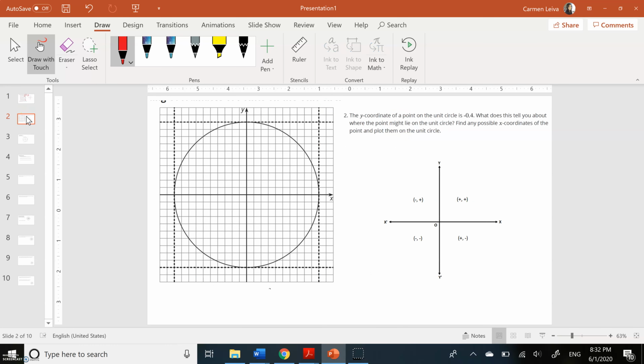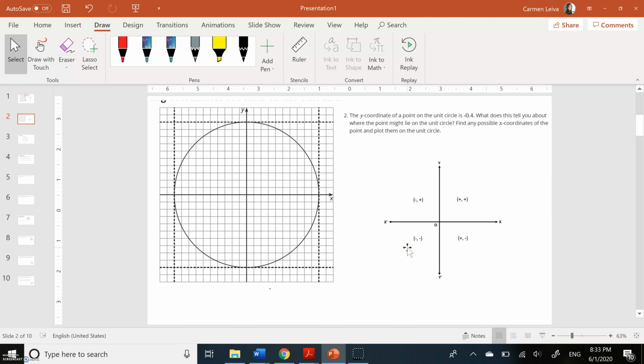Okay, next one. It says the y-coordinate of a point on the unit circle is negative 0.4. What does this tell you about where the point might lie on the unit circle? Find any possible x-coordinates of the point and plot them on the unit circle. So one more time, you need to check where y is negative, and there are only 2 places where that can happen.